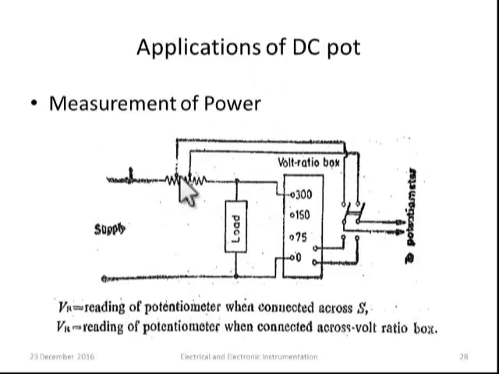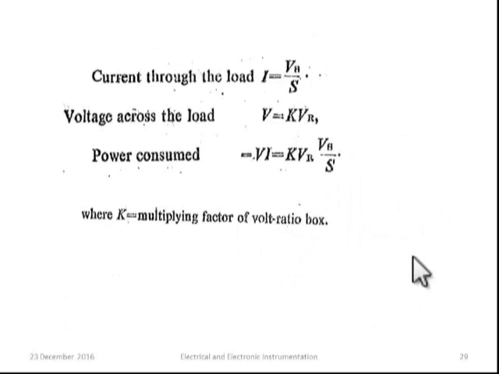So let me show that circuit again. There is a standard resistor, there is the actual load, and there is a voltage ratio box. First we will connect the standard resistor, and later we'll connect the load, and from this we will be able to calculate two values, I and V, and the product of these two will give us the power.